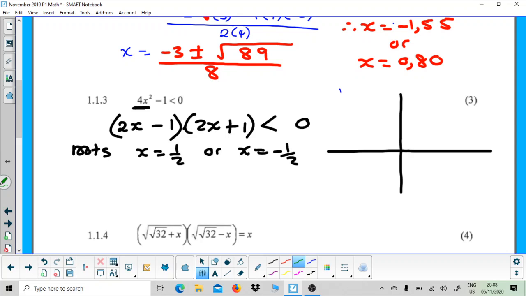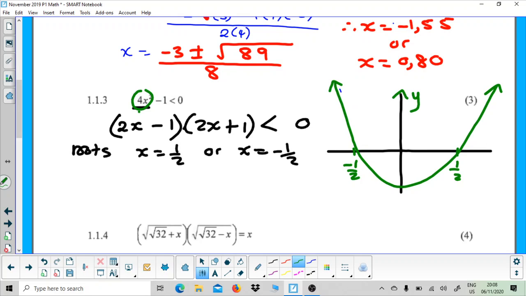We have 2 roots which are equidistant from the y-axis, so we're going to put -1/2 here and +1/2 over there. And since our a, which in this situation is 4x squared, it means that our graph is smiling, if I may. It is concave up. So this is the graph that you will have if you were to sketch this one.